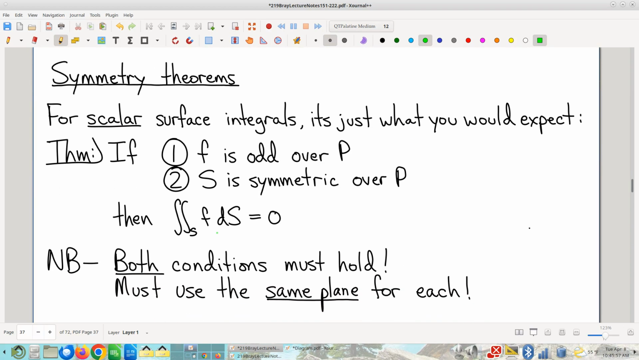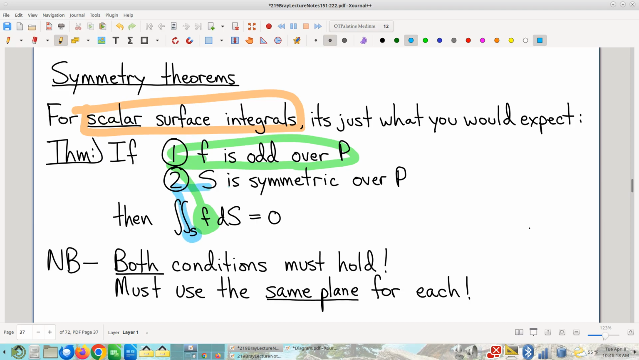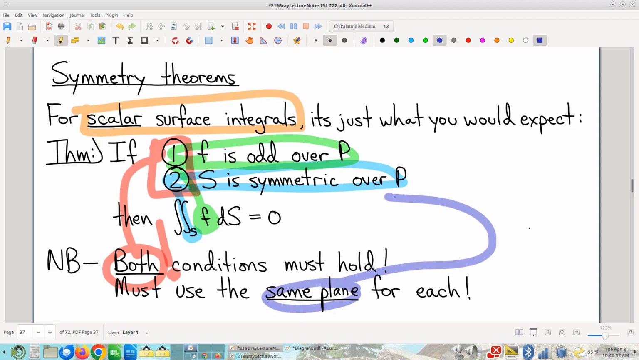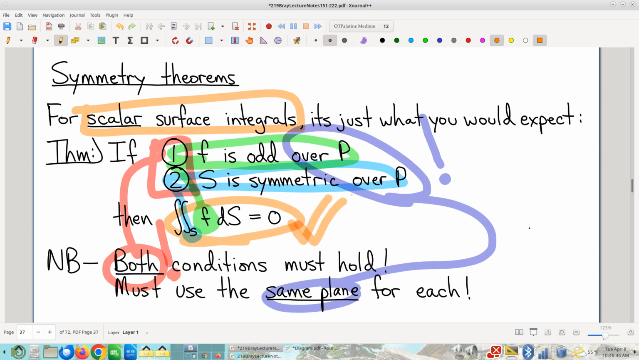Okay, symmetry theorems. We'll be quick with this one because it's exactly what you would expect, pretty much. And when you're talking about scalar surface integrals, if you have an integrand that is odd and a domain that is symmetric, and I emphasize, you got to have both of these conditions. It's got to be both, and it's got to be the same plane. Got to be the same plane for both of the symmetries. When that happens, your scalar surface integral is equal to 0 by odd symmetry.